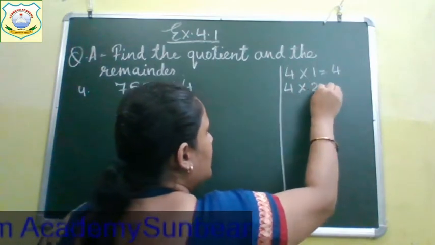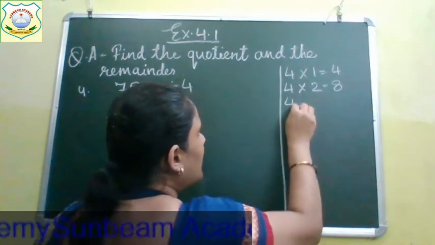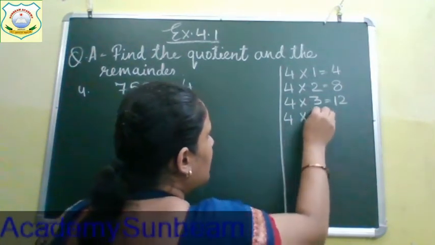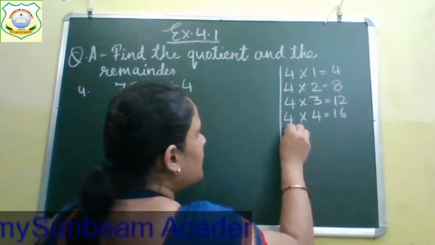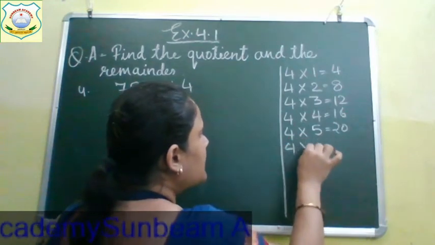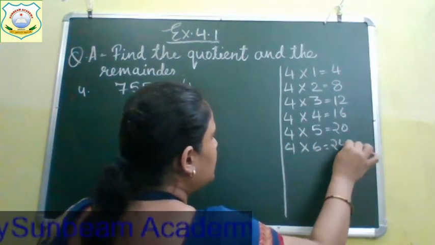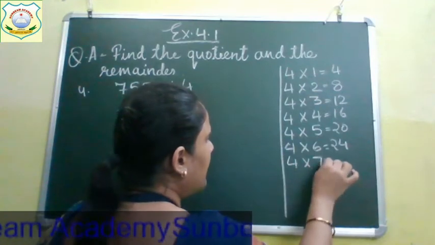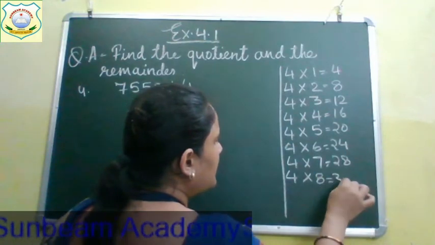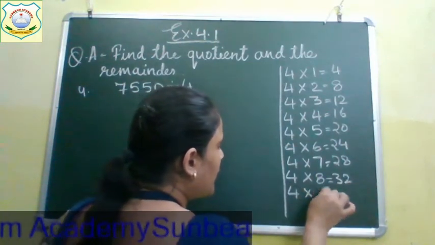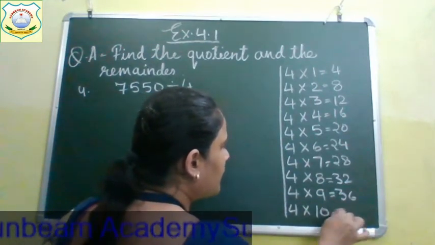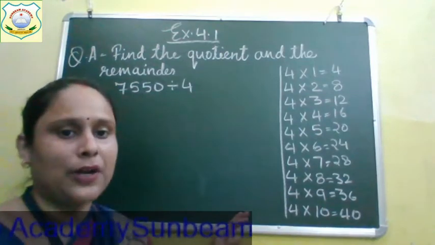4 twos are 8. 4 threes are 12. 4 fours are 16. 4 fives are 20. 4 six are 24. 4 sevens are 28. 4 eights are 32. 4 nines are 36. 4 tens are 40. So children, this is the table of 4.